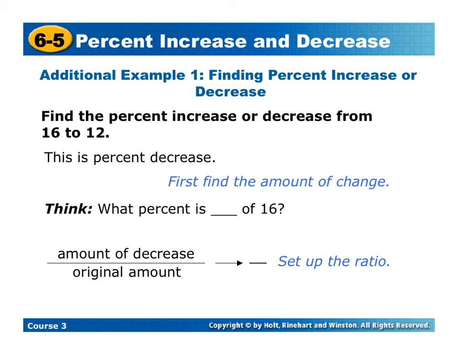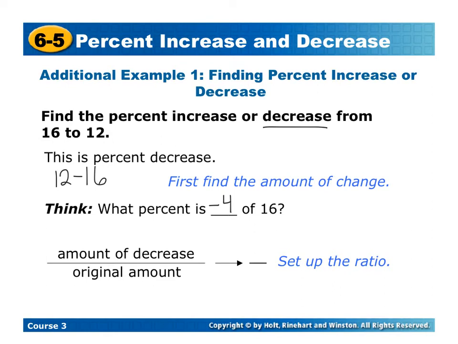So we're going to start by finding the percent of increase or decrease from 16 to 12. Just from looking, I know that it's going to be a decrease because we're going from 16 to 12, so it's getting smaller. So first we're going to find the amount of change. That's going to be 12 minus 16, because it's new minus old. So what percent is negative 4 of 16?